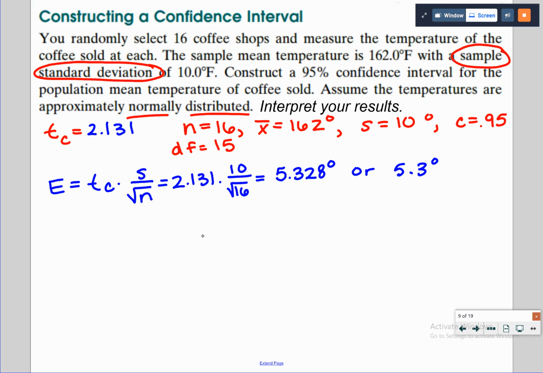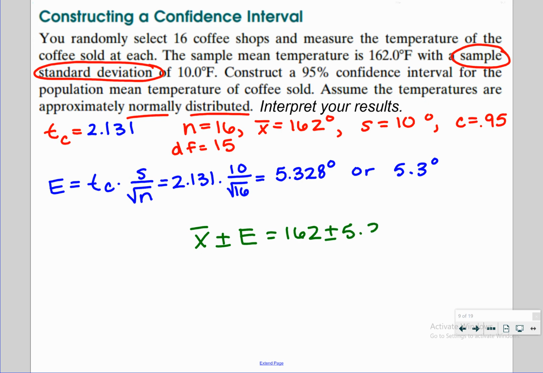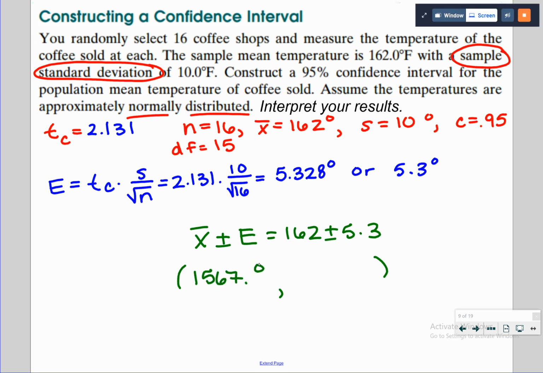All right, once I have my margin of error, we're going to take our sample mean and we're going to add and subtract that margin of error on, which was 162 plus and minus 5.3, and then that's going to give me my confidence interval. Minus 5.3 gives me 156.7 degrees. And 162 plus 5.3, 167 degrees. Okay.